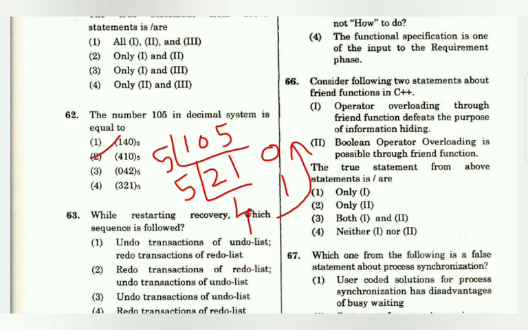Which sequence is followed while restarting recovery? In the recovery process, we have two types of operations, redo and undo. Transactions that were committed before failure must be redone, and transactions that were incomplete or failed must be undone. So the correct answer is option 2: redo transactions of the redo list, undo transactions of the undo list. This is the correct answer.